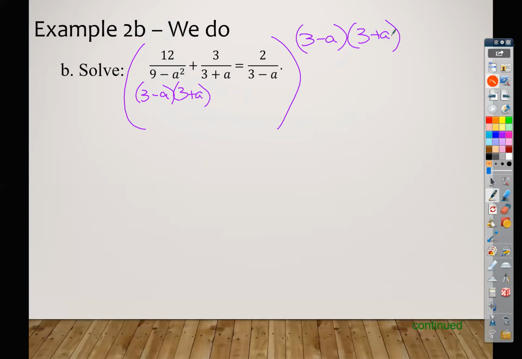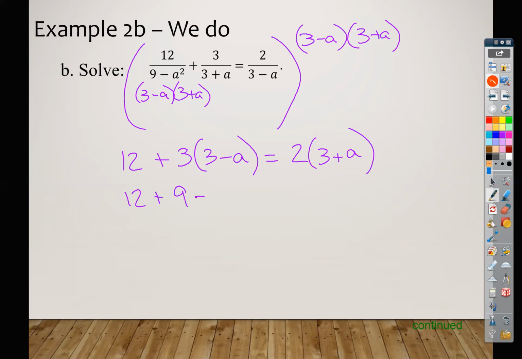All right, now if I multiplied this first term times my least common denominator, the denominator and the least common denominator would cancel each other out and I would just get 12. And the next one, the 3 plus a's would cancel out and all I would have left is the 3 minus a. And the third term, the 3 minus a's would cancel out and all I would have left is the 3 plus a. So now you just combine like terms, you distribute and combine.